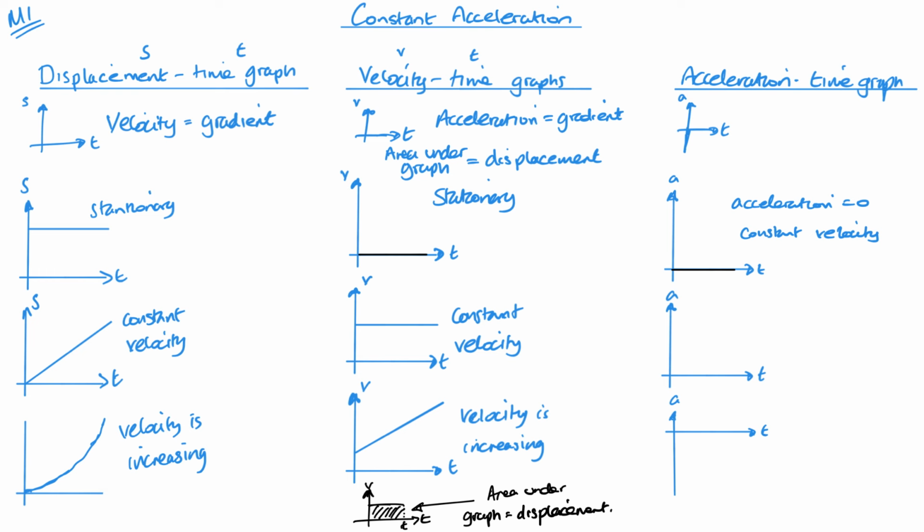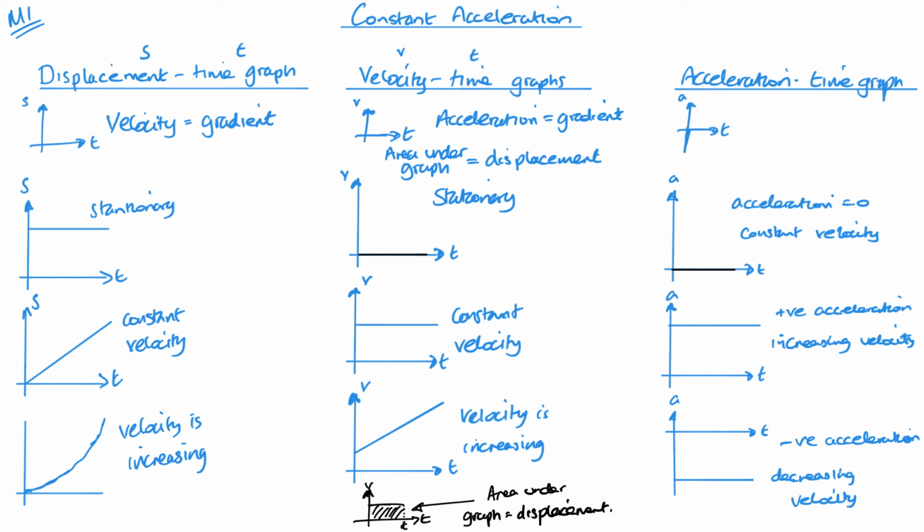The second type of graph we've got is when I've got one up here in the positive, so that is an increasing velocity as we have a positive acceleration, so increasing velocity. And then my last one, as you might have guessed, is a negative acceleration. So it's decreasing velocity. Okay, and that's essentially what you need to know about our three types of graphs.